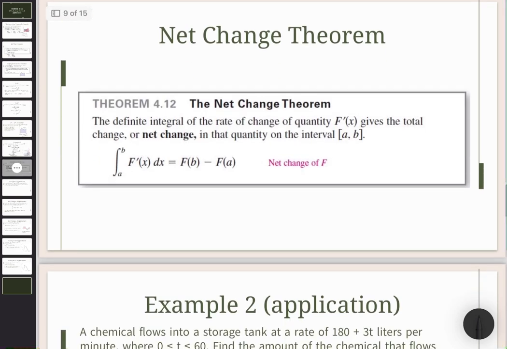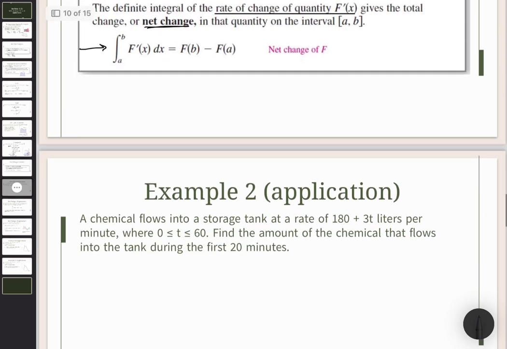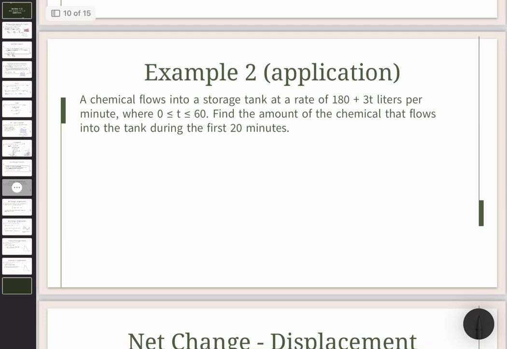Okay, there's another theorem that we're going to quickly discuss, our net change theorem. This theorem says that the definite integral of the rate of change of any quantity, f prime of x, gives the total change or net change in that quantity on that interval. So this looks pretty familiar with what we've been seeing. I'm taking my integral over here, but this allows us to apply it to some application problems. The easiest way to understand this is just jumping into an example.